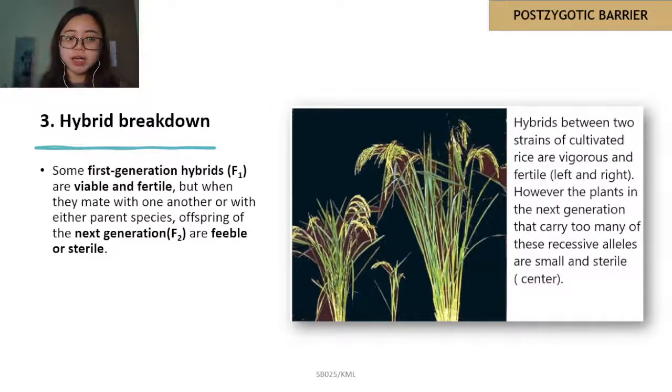So we have an example here, hybrids between 2 strains of cultivated rice, which are vigorous and fertile. However, the plants in the next generation carry too many of the recessive alleles and they become small and sterile as are in the center. Okay, so itu sahaja untuk pre-zygotic dengan post-zygotic barrier, and therefore that is all of it for reproductive isolation.